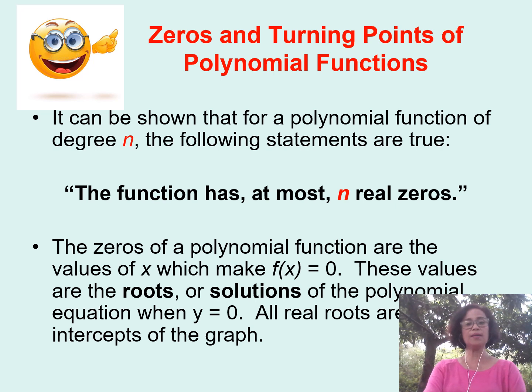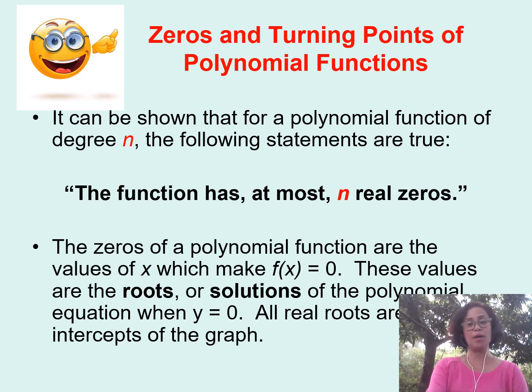In general, the number of zeros of a function is given by: the function has at most n real zeros, meaning whatever the degree of the polynomial function is already its maximum number of possible zeros. So, for example, if it is in the fourth degree, it only means that it has at most 4 real zeros, but it could have 3, 2, 1, or no zeros at all.